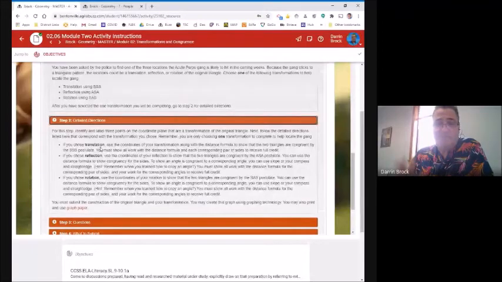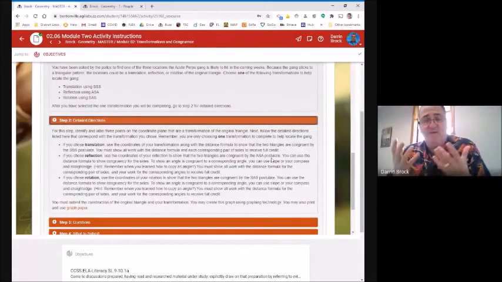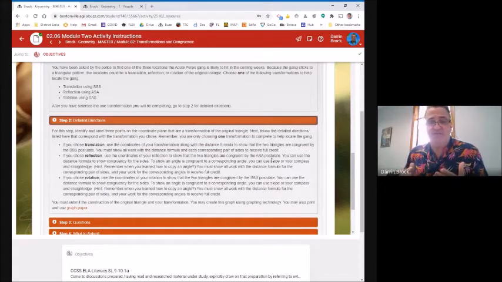So identify and label the three points that are a transformation of the original triangle, and then follow these directions. If you chose translation, you use the coordinates of your transformation, along with the distance formula, to show that the two triangles are congruent. If you do a translation, reflection, or rotation, the triangle should stay the exact same shape. These are rigid transformations. Rigid transformations do not change the size or shape.